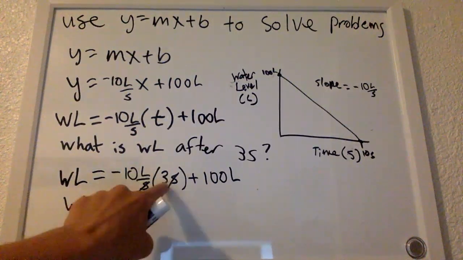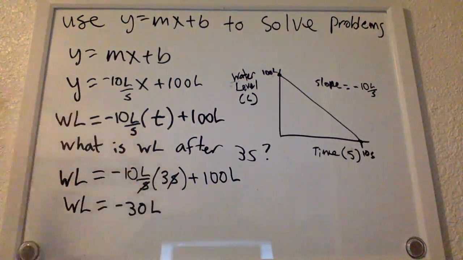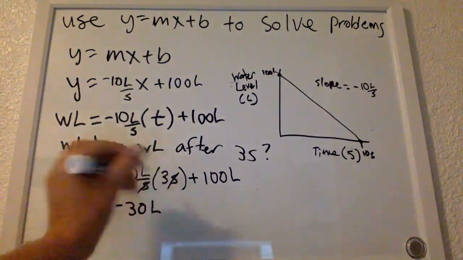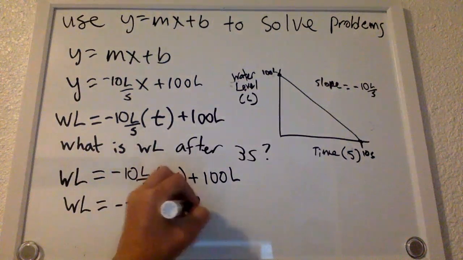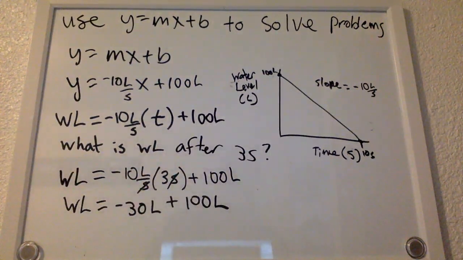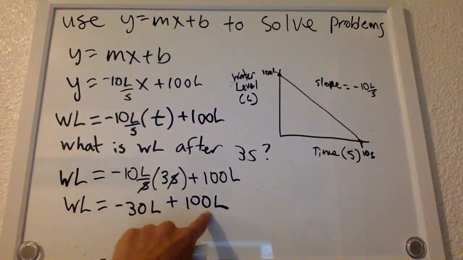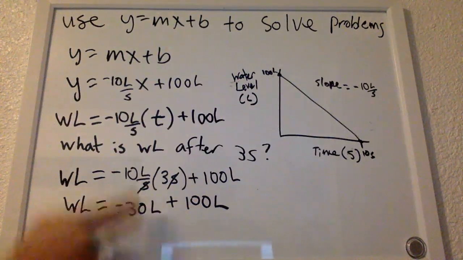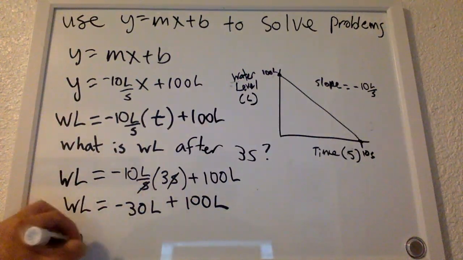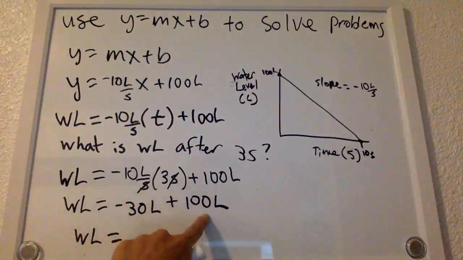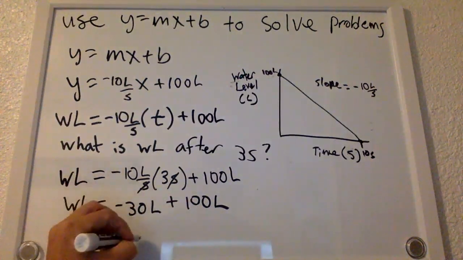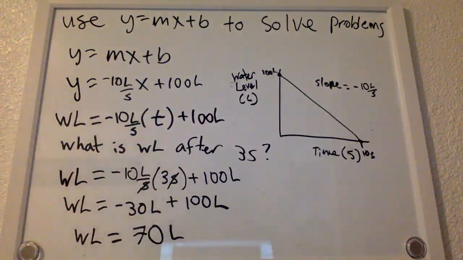So what that means is that in 3 seconds, we lost 30 liters. Because for every second, you lose 10 liters. So if I let it go 3 seconds, I will have lost 30 liters. But then we have to add the fact that we started with 100 liters in the bathtub. So our water level will be what we started with minus what drained out. So now our last step is water level equals 100 liters minus 30 liters. That's 70 liters. Cool, right?